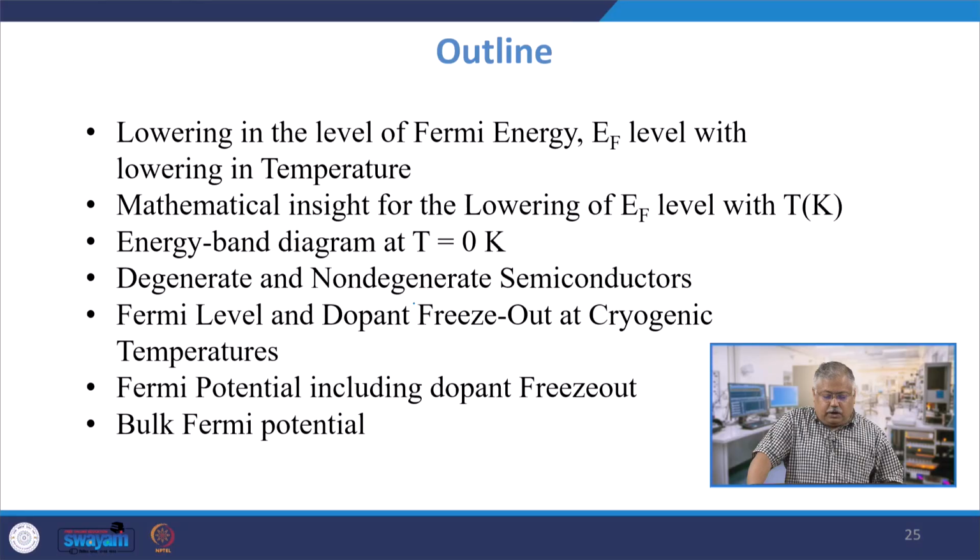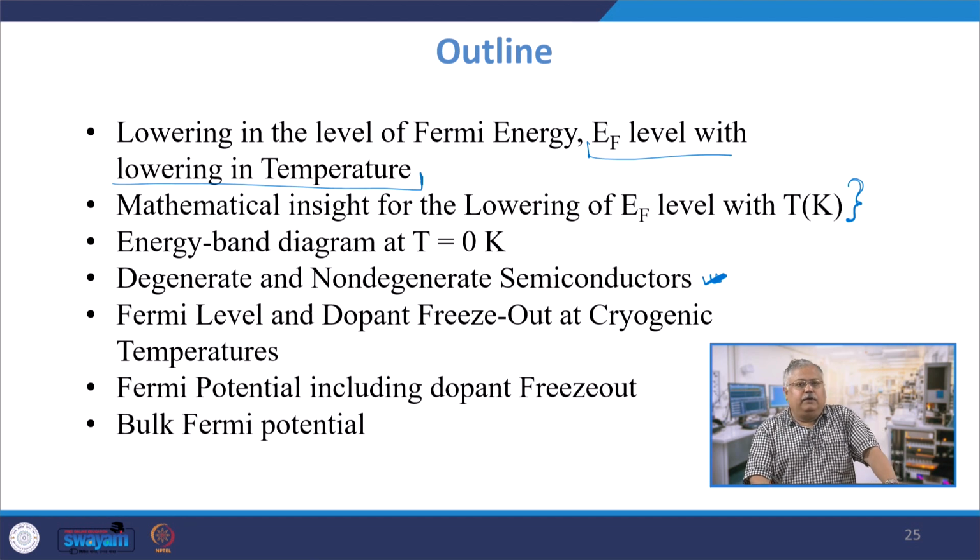So, the outline of the talk is we will be looking at how the EF level changes with lowering in temperature. We need to look into that, and therefore the mathematical structure of EF with respect to temperature. You must be already knowing degenerate and non-degenerate semiconductors. I will try to showcase that, and then we will look into the Fermi level and dopant freeze out at cryogenics, and then finally look at the bulk potential variation at cryogenic temperature. Right? So, this is the overall outline which we will be following for this course.